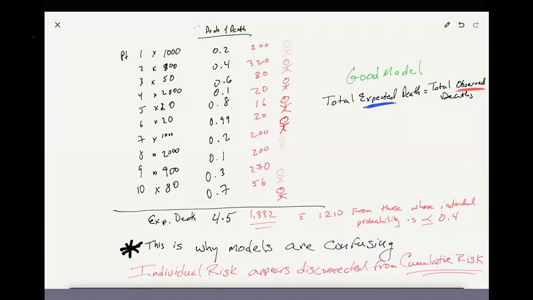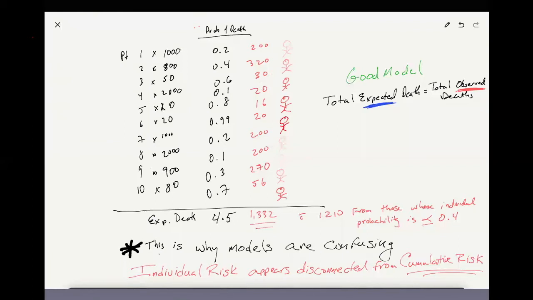And so we have 1,000 patients that have a 0.2 chance of dying, and only 20 patients that have a 0.8 chance, an 80% chance of dying, right? And this difference in the distribution creates this type of modeling where we're predicting 1,332 deaths. But when you look at that more closely, 1,200 of those deaths are occurring in individuals whose probability is less than 40%.